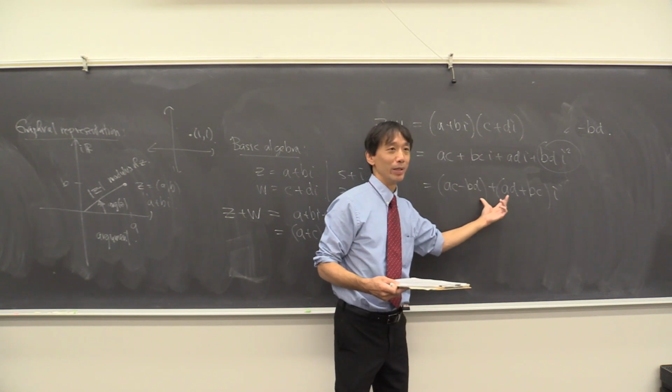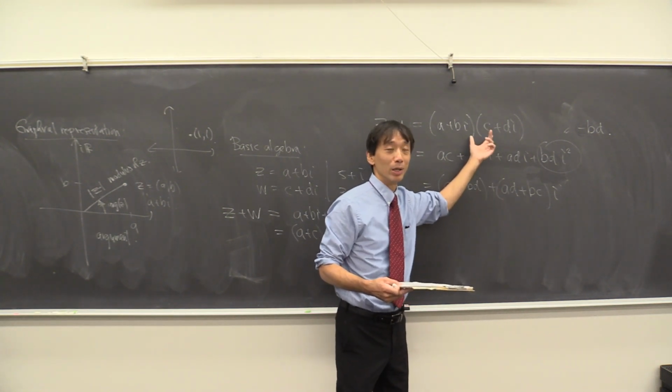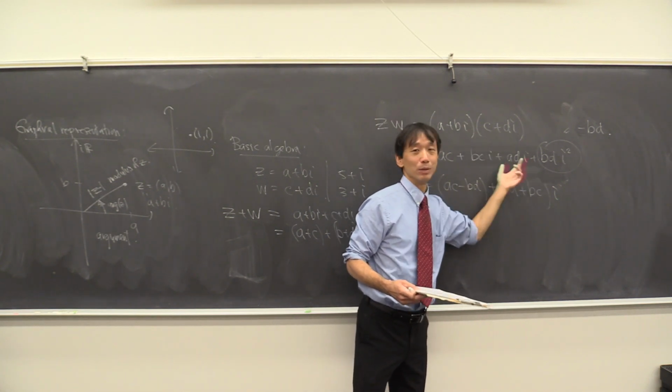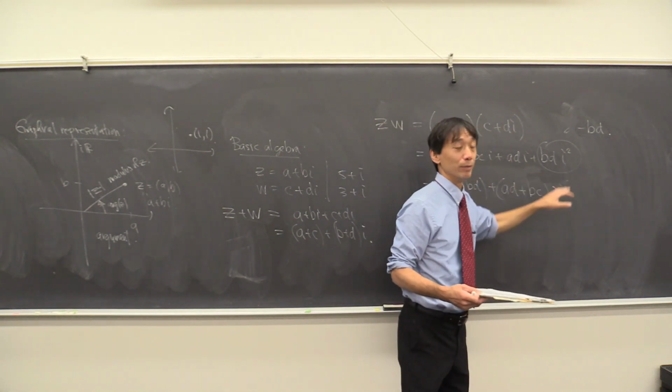Don't try to remember this. It's not really worth remembering. When you have two complex numbers and you want to multiply them, just multiply them, use the distributive property on it, and remember that I squared is negative 1.